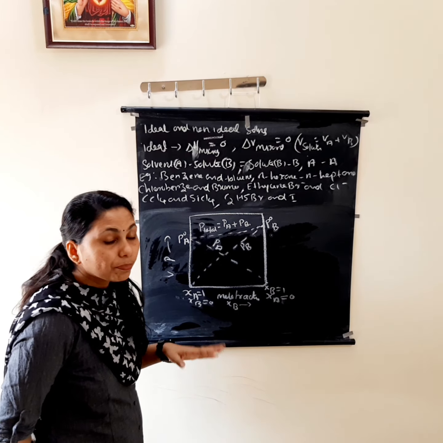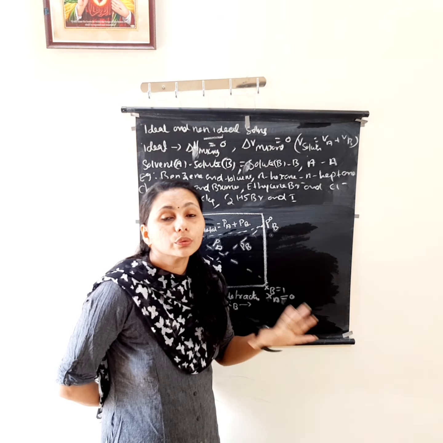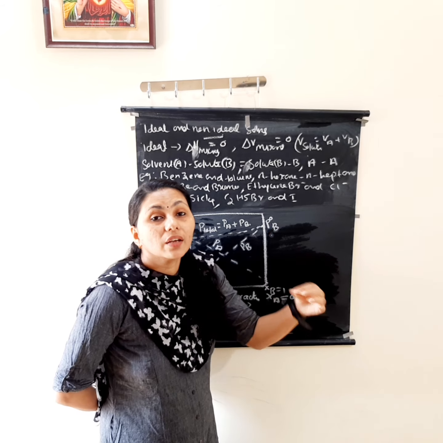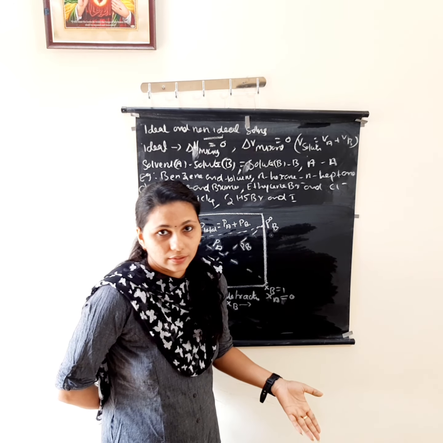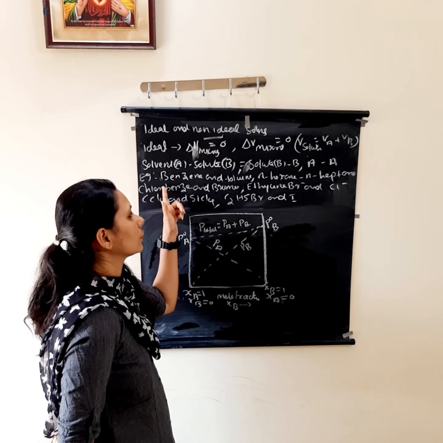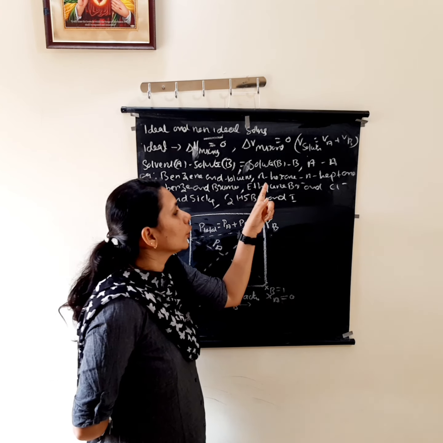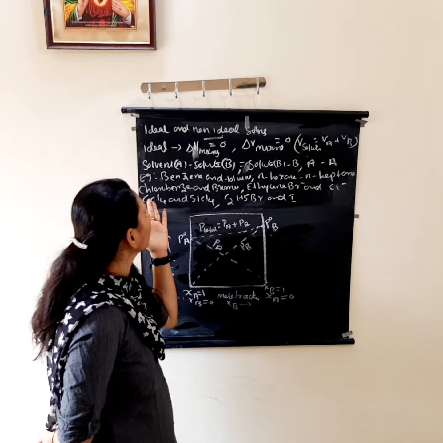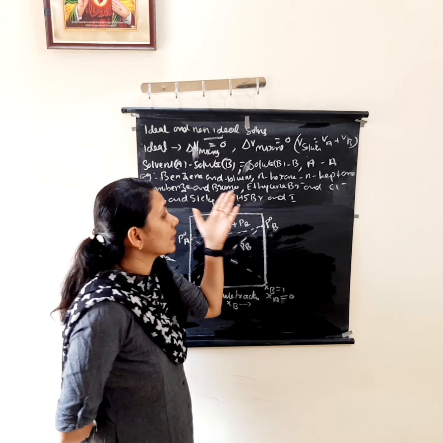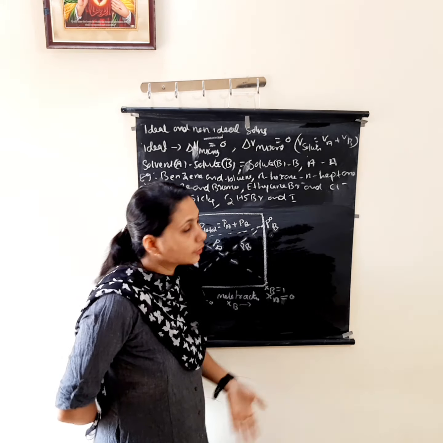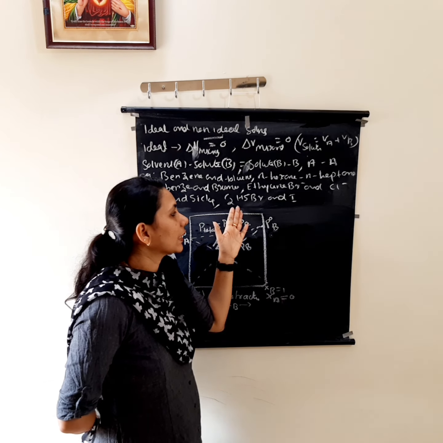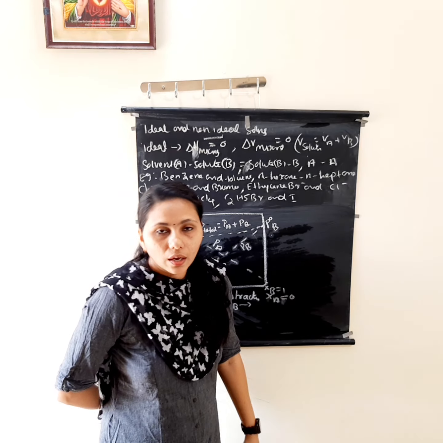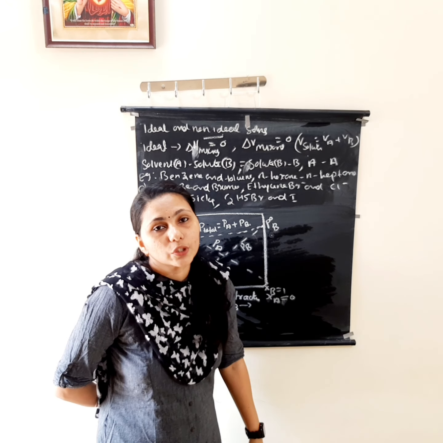Ideal solution. Example for ideal solution. You have to learn all the examples because they will give the example and they will ask which type of solution it is. Okay. So examples for ideal solution are benzene and toluene, normal hexane and normal heptane, chlorobenzene and bromobenzene, ethylene bromide and ethylene chloride, then carbon tetrachloride and silicon tetrachloride, then ethyl bromide and ethyl iodide.